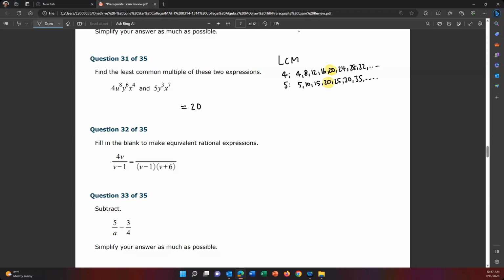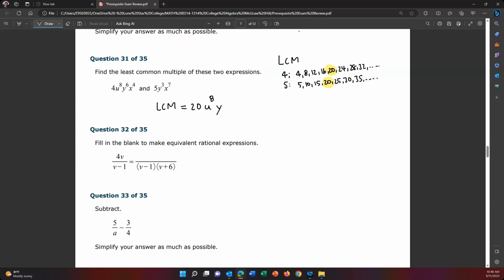What about the variables? Well, we need all of them. So we need a u, but this one doesn't have a u. It doesn't matter. We need all of the letters raised to the highest power. So there's only one u that is raised to the 8th power. We've got to take it with us for the least common multiple.